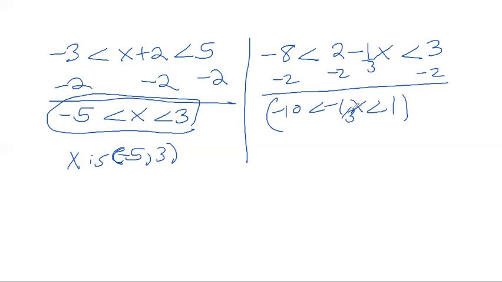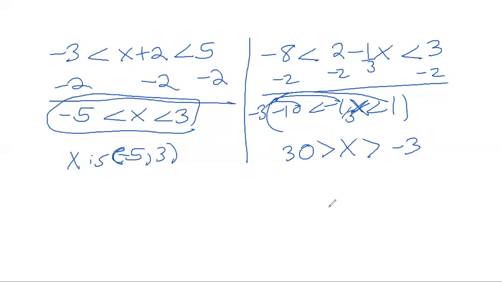Now I need to get rid of that -1/3. So I can multiply by the reciprocal. Well, the reciprocal of -1/3 is -3. I distribute that to all three sides. -3 times -10 is 30. Now, since I'm multiplying by a negative, I have to flip the sign. So it's 30 > x > -3.